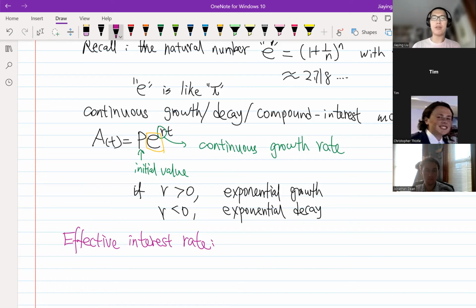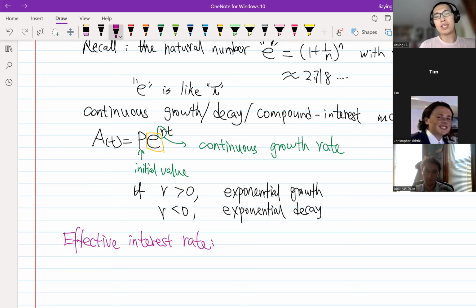So that's why we talk about effective interest rate, which is sort of like in reality, at the end of the year, what is the overall interest rate compared to the nominal interest rate? The annual interest rate is more like the theoretical interest rate. That's how I remember it.